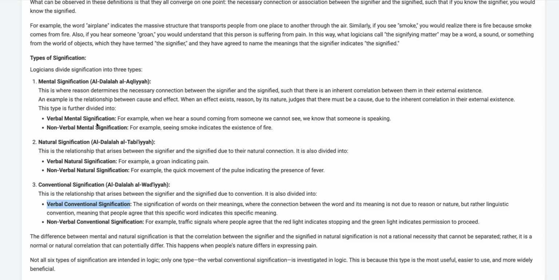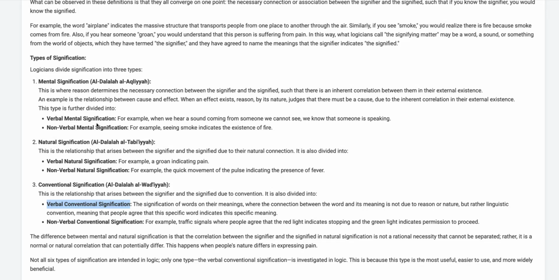So the third conventional signification, ad-dalala al-wada'iyah. Al-wada'iyah means it's placed. Now you can appreciate why al-Ajurumi says bi-wad'i al-arabi. This is the relationship that arises between the signifier and the signified due to convention. It means people are going to be expressing themselves with words and their meanings. It is divided into two. What concerns us is the first: the signification of words on their meanings, where the connection between the word and its meaning is not due to reason or nature, but rather linguistic convention, usage, meaning that people agree that this specific word indicates this specific meaning. This is what we're going to be focusing on.